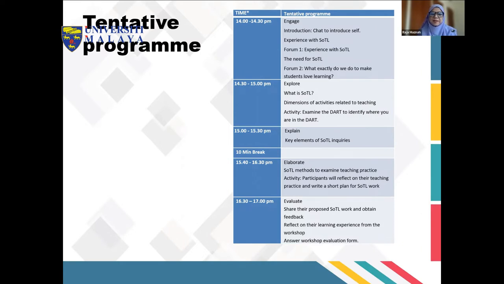Finally, after you have had maybe less than 1 hour, maybe 1 hour at the most, of planning to sort out what are some of the things that you want to look at and how you are going to do that, you are going to share with the others about what you are doing and what you would like to be able to do as part of your SoTL work, and maybe get feedback from me and from your colleagues here.